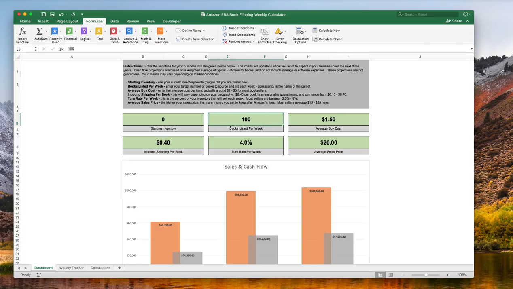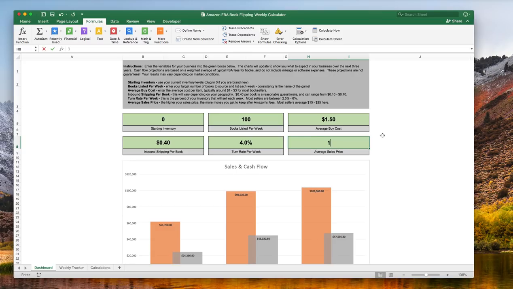So step 1 is, what are you filling the funnel with? Are you able to find, source, and list X amount of books per week? Step 2 is, are you actually selling them? Are you pricing them appropriately? Are people finding your items and buying them? And then step 3 is, are you actually making a profit?